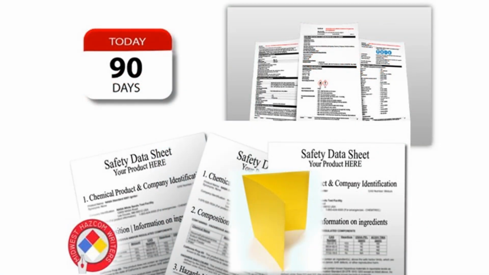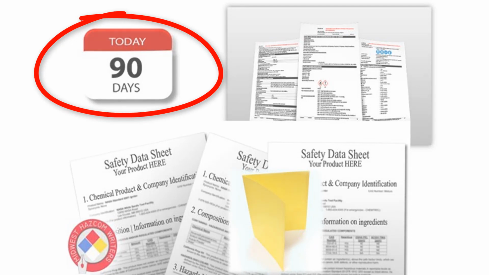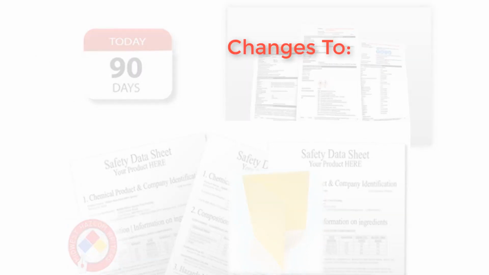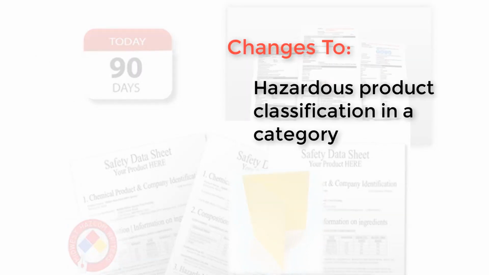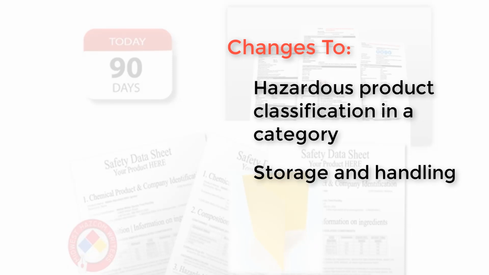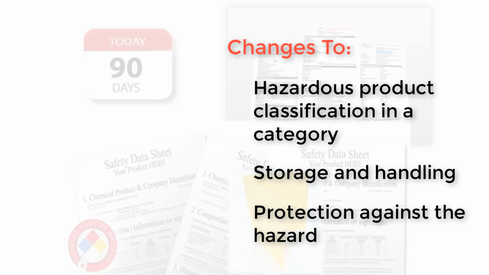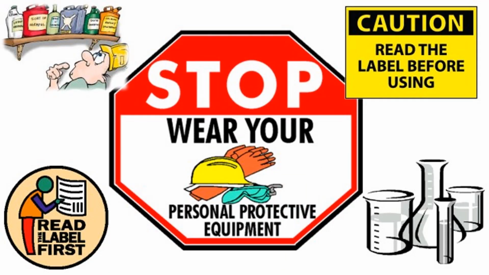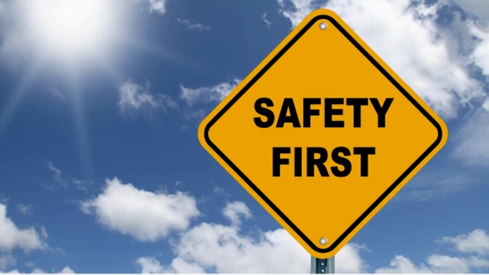The safety data sheet requires 16 sections and needs to be updated within 90 days by the suppliers once they become aware of any changes to the hazardous product classification in a category, storage and handling, or any changes to protection against the hazard. Before handling any product, it is important to read labels, wear required protective equipment, and remember to always put safety first.